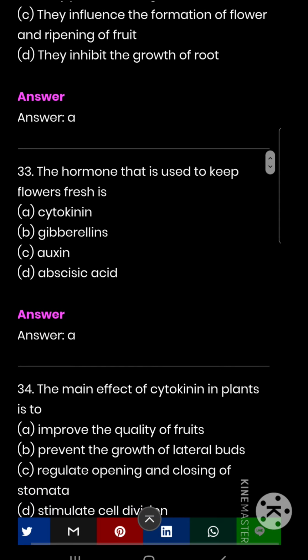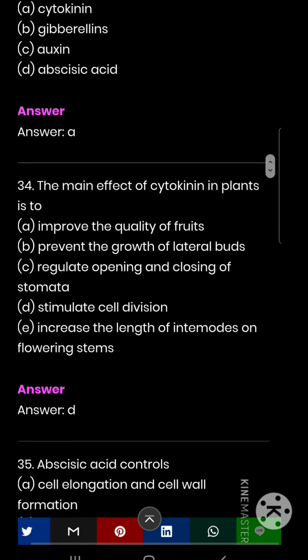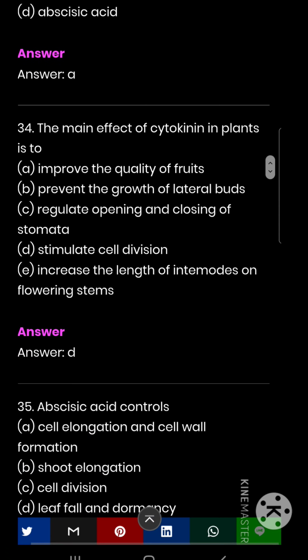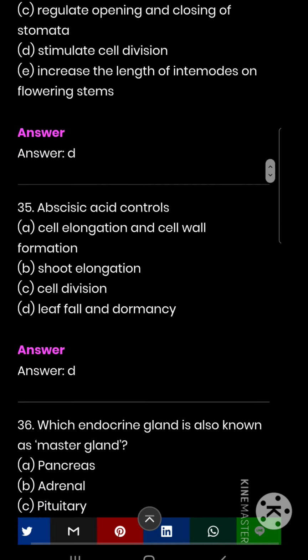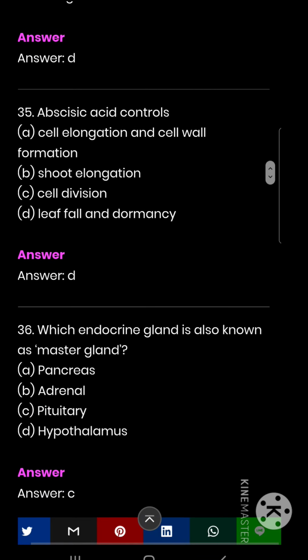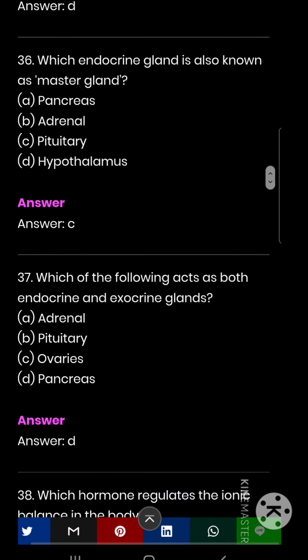The hormone that is used to keep the flowers fresh, it is cytokinin hormone. The main effect of cytokinin in plants is to increase the length of internodes on flowering stem. Abscisic acid, it controls leaf fall and dormancy. Which endocrine gland is known as master gland? It is the pituitary gland.